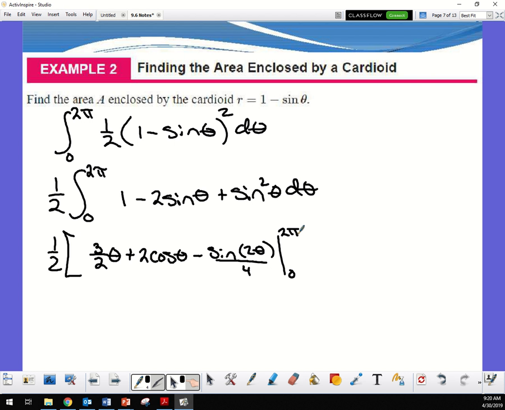What did we come up with? Give me an actual answer, not decimal. I don't know, it might be wrong. 3 pi halves. Yep. Yeah, okay, I got that too. Sounds like a fun number.